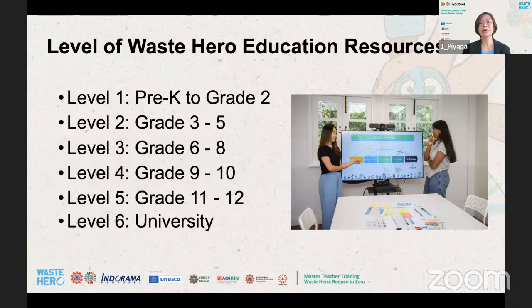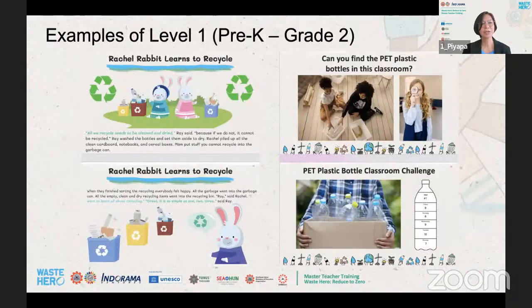The Waste Hero education resources consist of 6 main levels. You can see level 1, pre-kindergarten to grade 2; level 2, grade 3 to 5; level 3, grade 6 to 8; level 4, grade 9 to 10; level 5, grade 11 to 12; and level 6, university or TVET college students. Next, please.